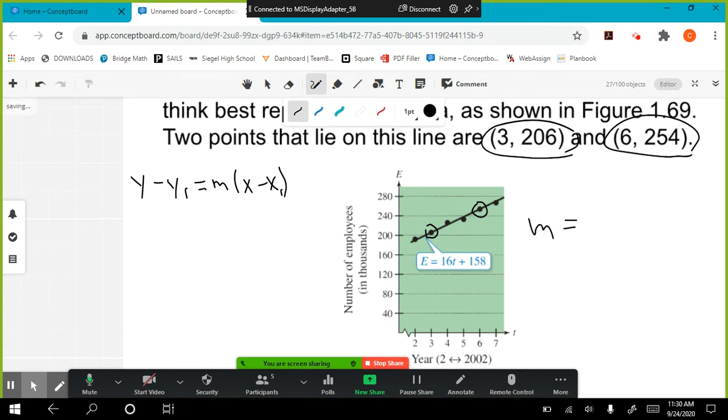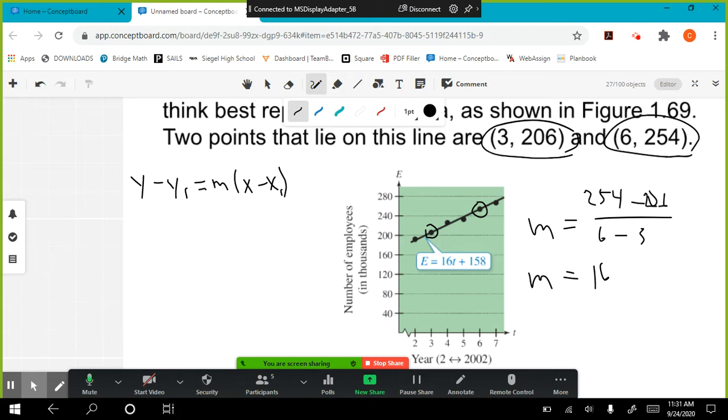Remember, slope is y minus y over x minus x. So this is 254 minus 206 over 6 minus 3. And it looks like that's going to be 16. Let me type it in my calculator real quick. 254 minus 206 over 6 minus 3. It is 16. So the slope is 16.